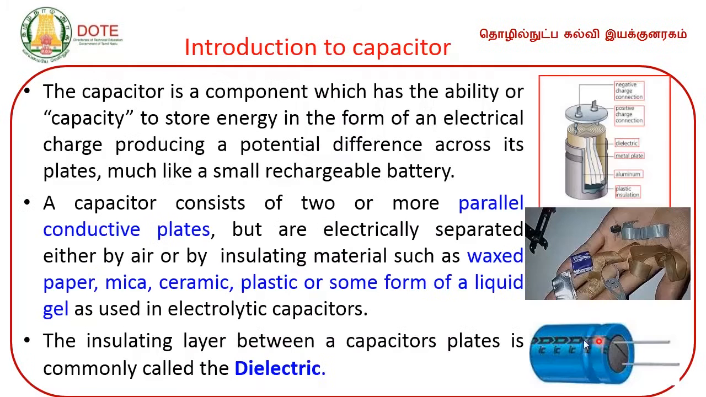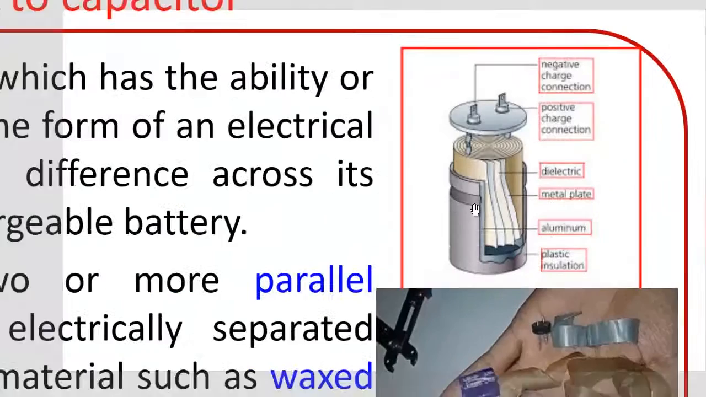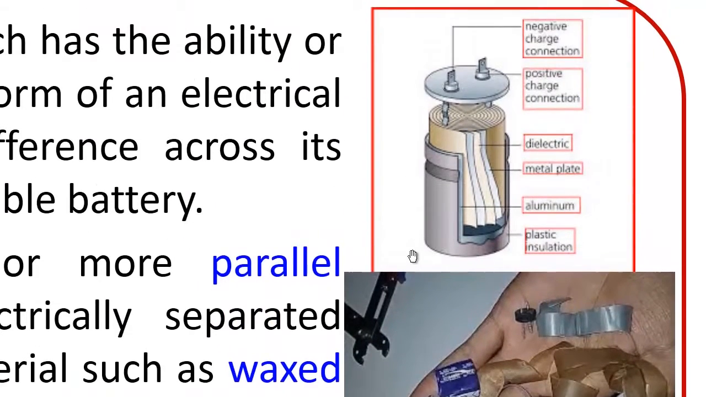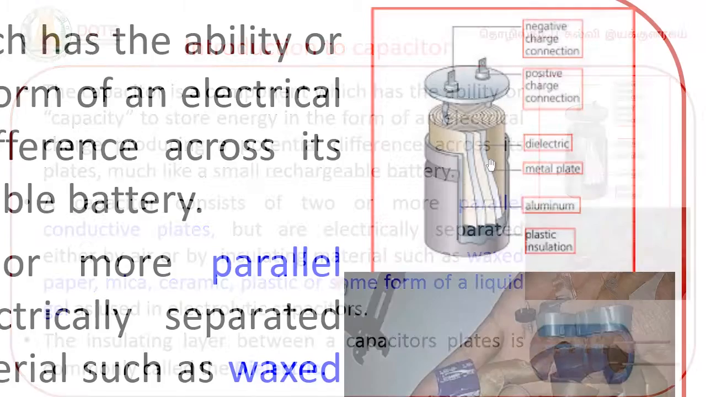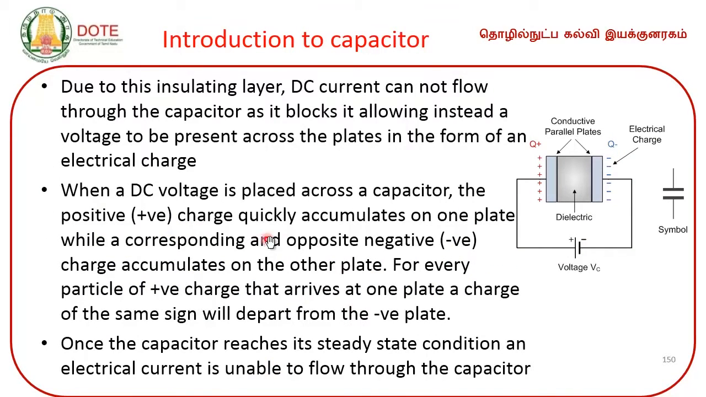So look here. This is a capacitor that I show here. If you open up the capacitor, what do you see? You see here a metal plate, and there are many layers of plates. In between you have a dielectric material. Right. So the insulating layer between the conductors is a capacitor, right.